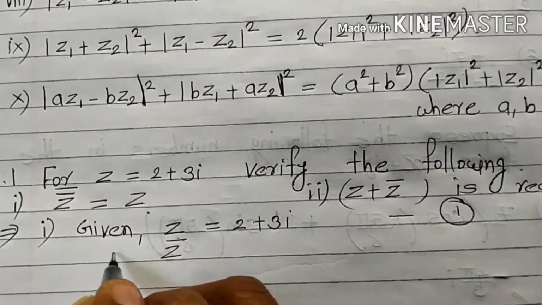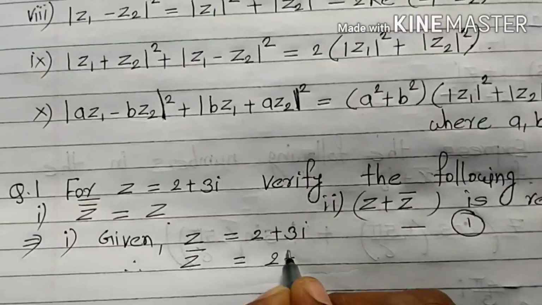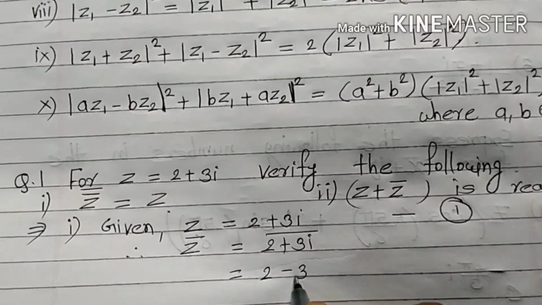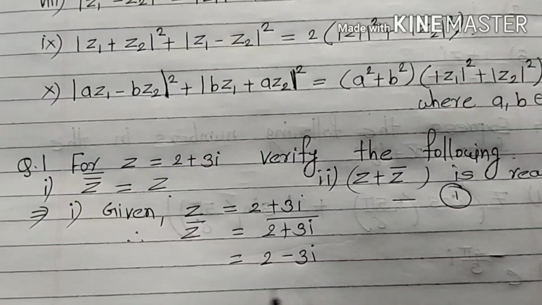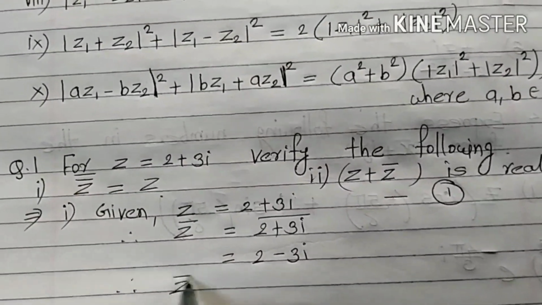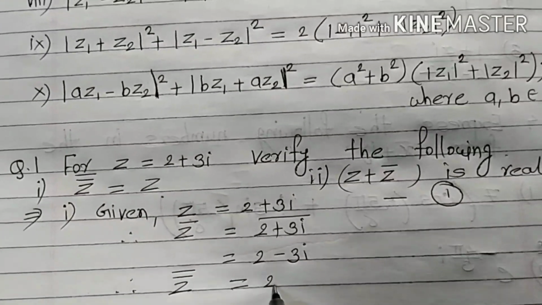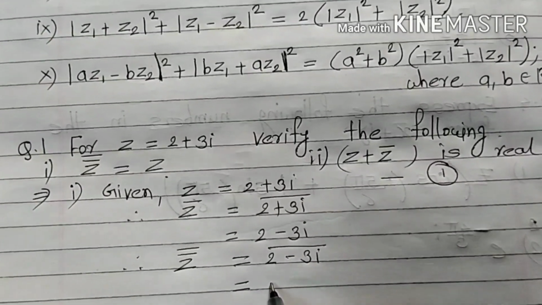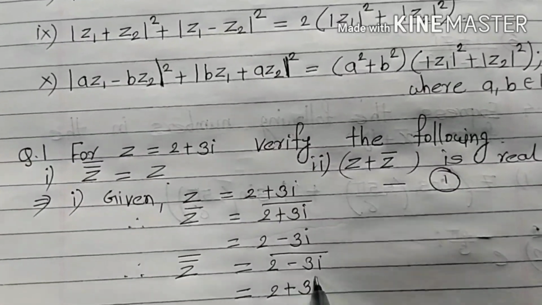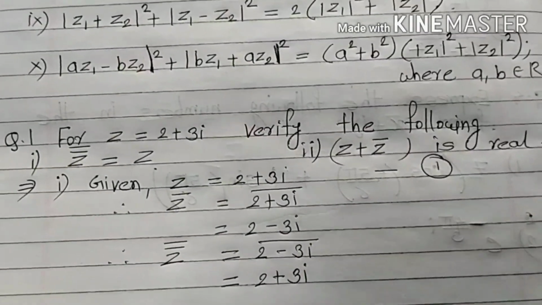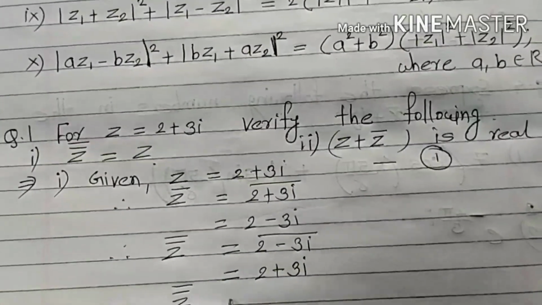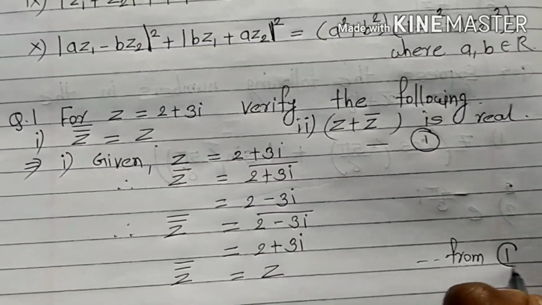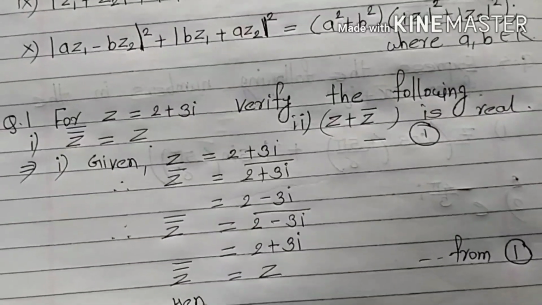Now z bar is equal to the bar of 2 plus 3i. When there is a bar, we change only the sign of the imaginary part, so it is 2 minus 3i. Next, z double bar is equal to the bar of 2 minus 3i, and we know that when there is a bar, the sign changes only in the imaginary part. So from equation first, you can write it as z. Hence proved.